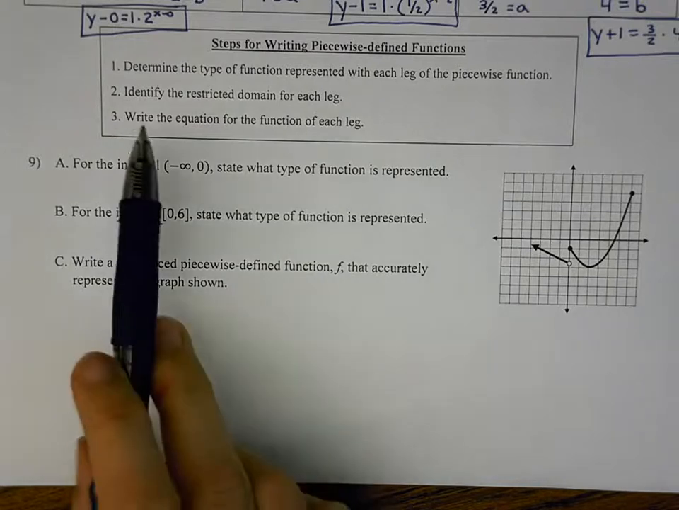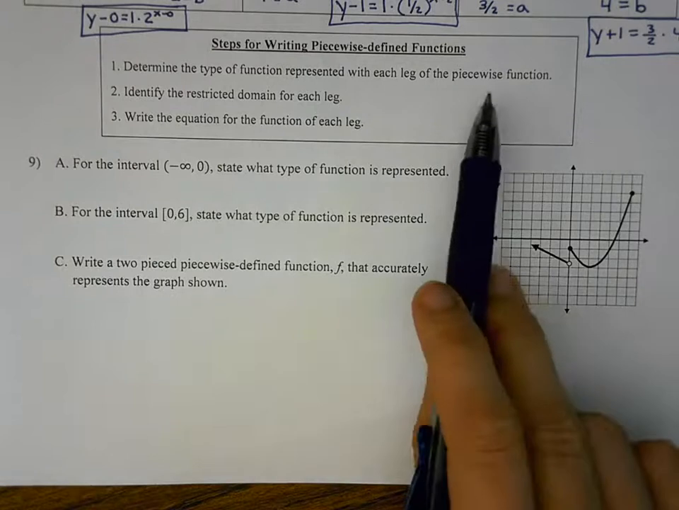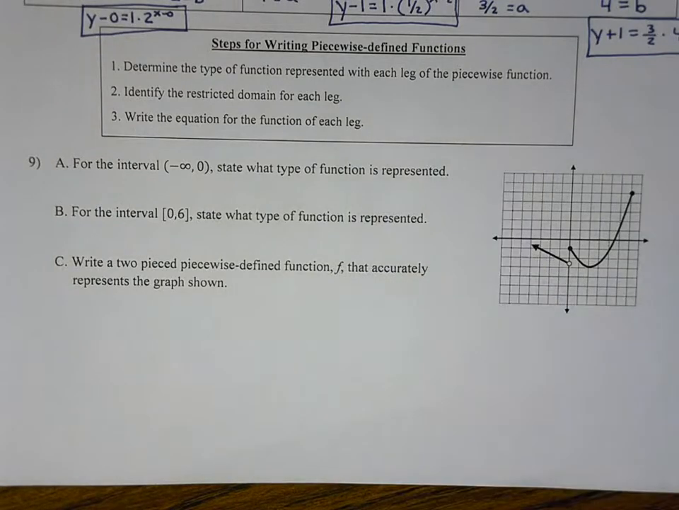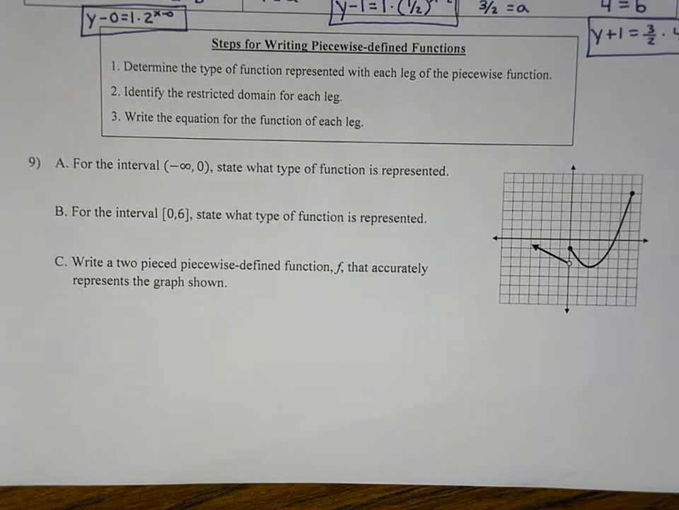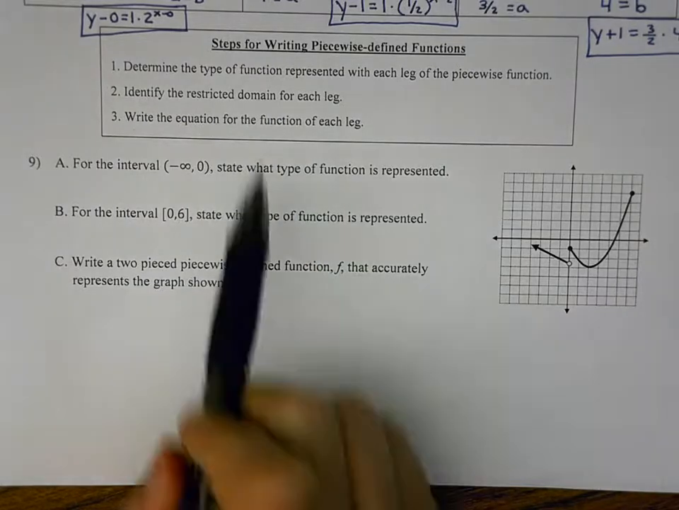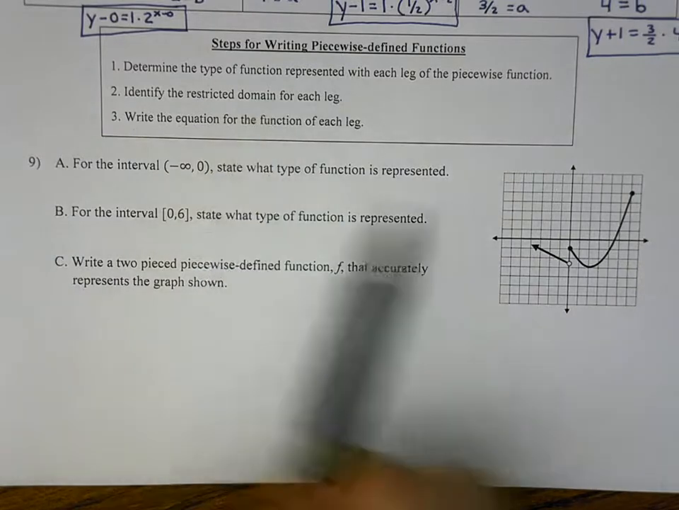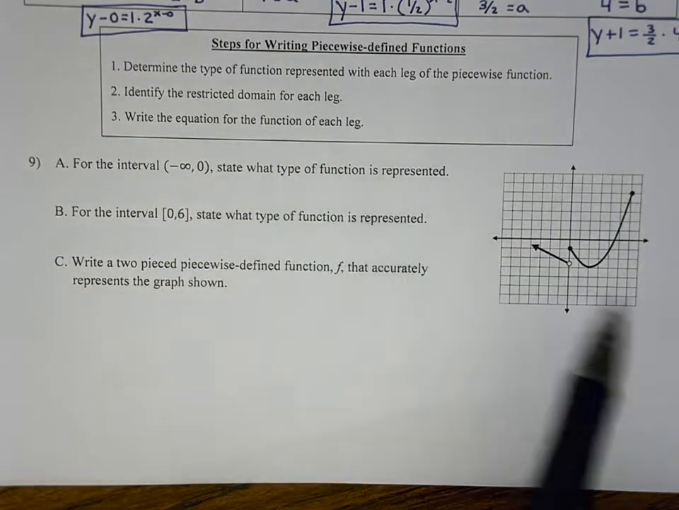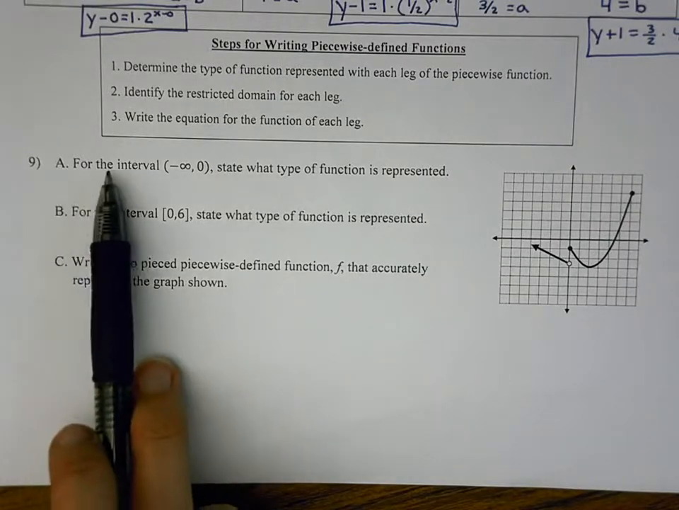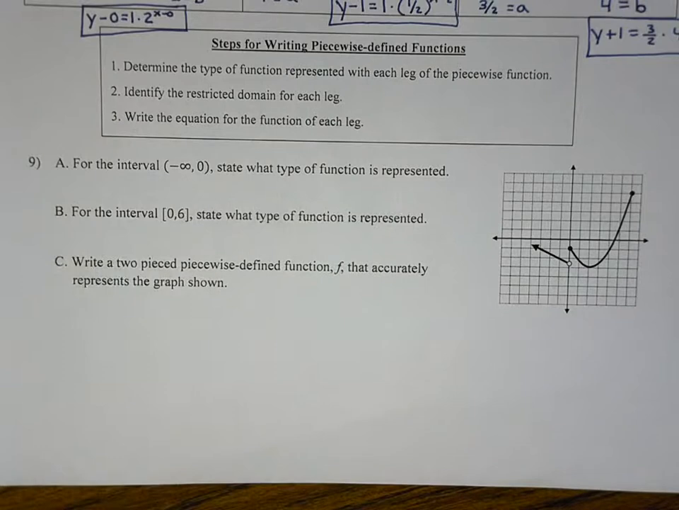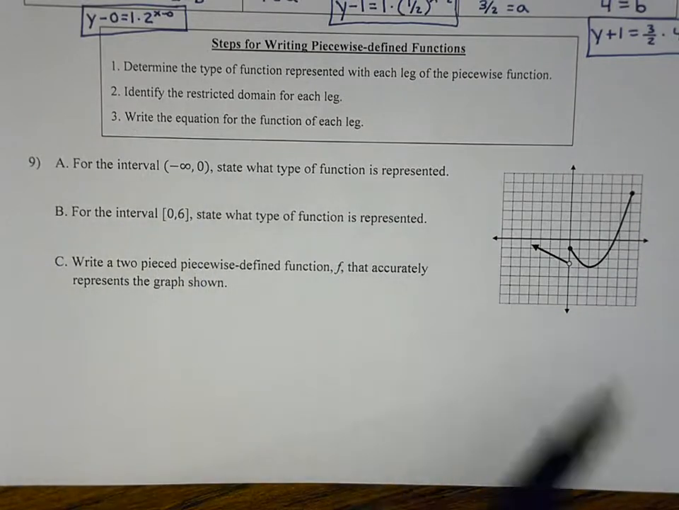Okay, step 1, we're going to determine the type of function represented with each leg of the piecewise function. After we do that, step 2, we're going to identify what is the restricted domain for that leg. On what values of x do I actually see that function occurring? And then the last step is we're going to write the equations, right? And so we see that modeled here in number 9. First, we need to identify what functions am I even looking at. Okay, so let's go ahead and take a look at negative infinity to 0. What function am I looking at from negative infinity to 0 here?